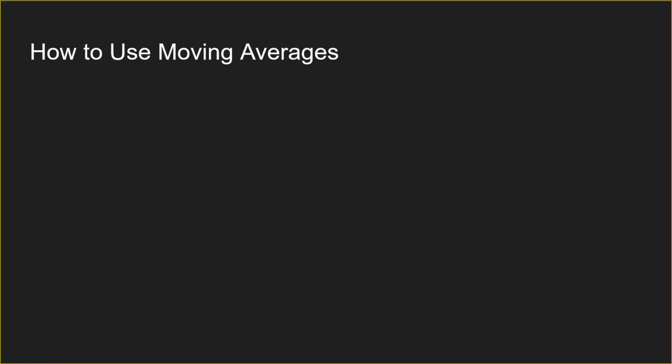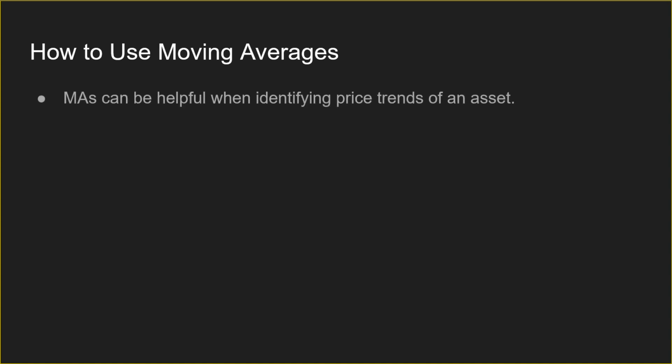So let's talk about how to use moving averages. There's a lot of different ways that we can use this to inform our trading and our analysis of cryptocurrencies and other financial assets. So moving averages can be helpful when identifying price trends of an asset. The idea is we want to have a clear idea of the general price direction over a period of time, whether that's up or going down.